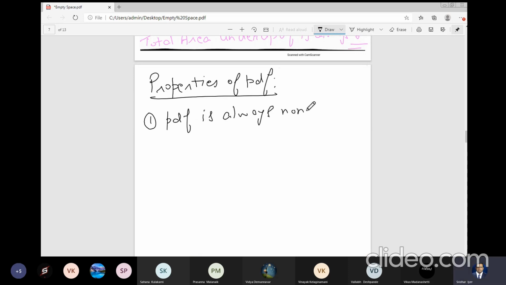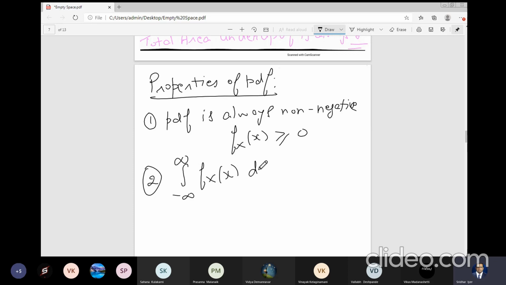Okay? So the first property is that the PDF is always non-negative, which implies fx of x is always greater than or equal to 0. Please also understand the difference between how the CDF is written and the PDF. The PDF is in a smaller alphabet, the CDF is in a capital alphabet. Next, the total area under the PDF is equal to 1, which we have already done. So I'm just writing the equation: the integral from minus to plus infinity of fx of x dx is always going to be 1.